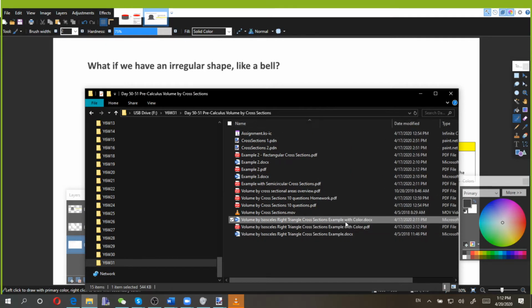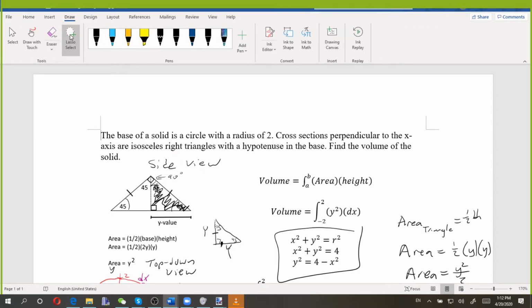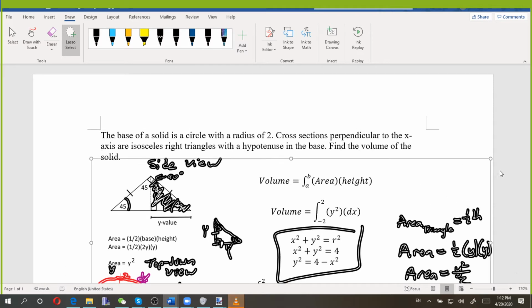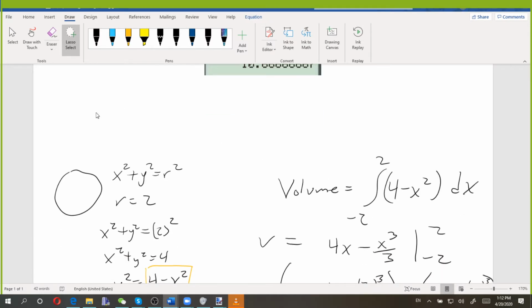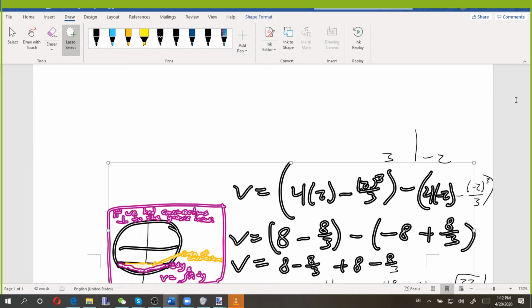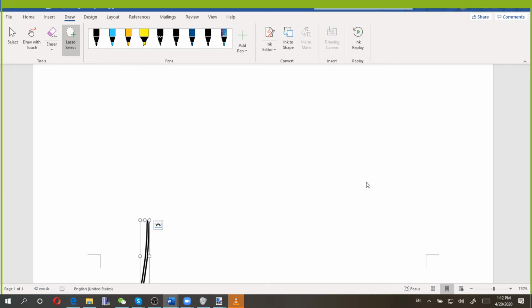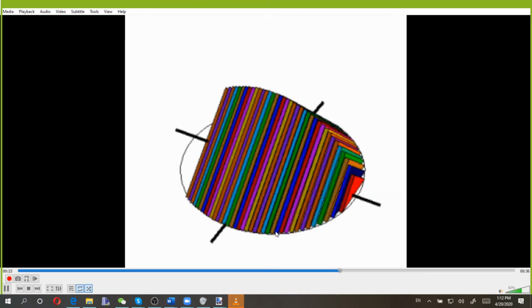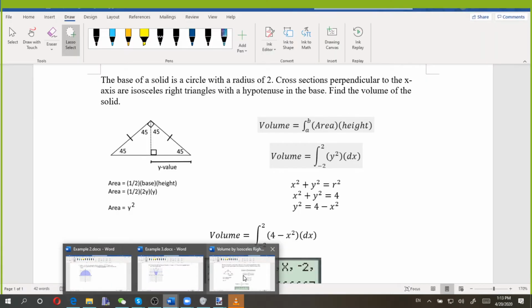Okay. I'm going to go back and we'll do the same example that we had when we started. I'm going to get rid of all of our stuff from the other class. Okay, so from our video, we were stacking a bunch of isosceles right triangles on top of each other on a base that was a circle with a radius of 2. So if I wanted to model that, it would look like this.